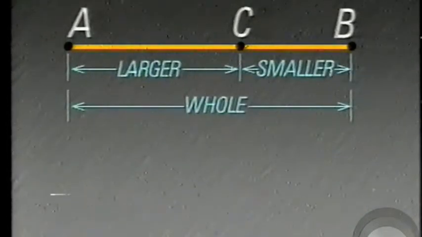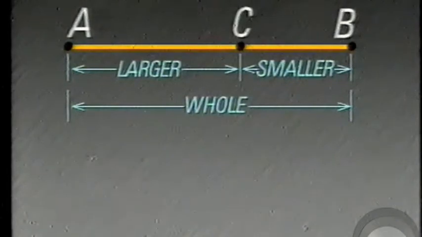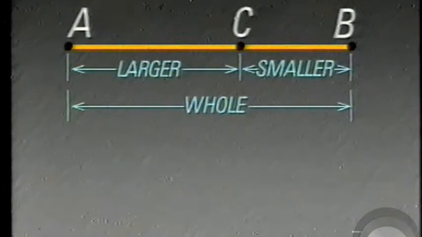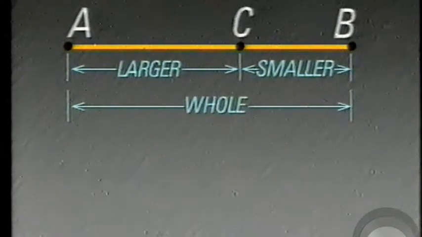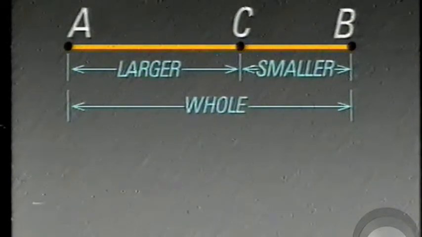If we take a straight line AB and locate a point C on this line so that the ratio of the smaller part is to the larger part as the larger part is to the whole, we will get what the ancient Greeks called the golden section.